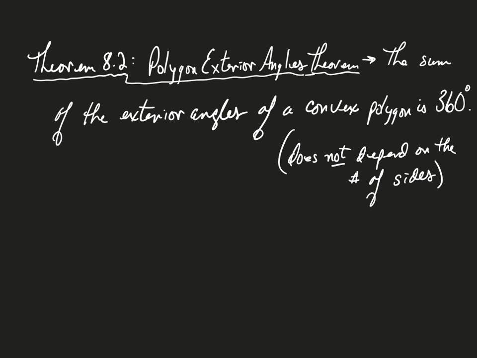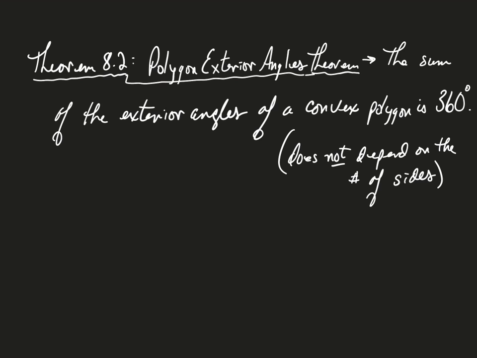So the sum of the exterior angles of a convex polygon is 360. It doesn't matter if it has 3 sides, 4 sides, 5, 6, 7, 8, 9, 10, 12 sides, 100 sides. The exterior angles always add up to 360.